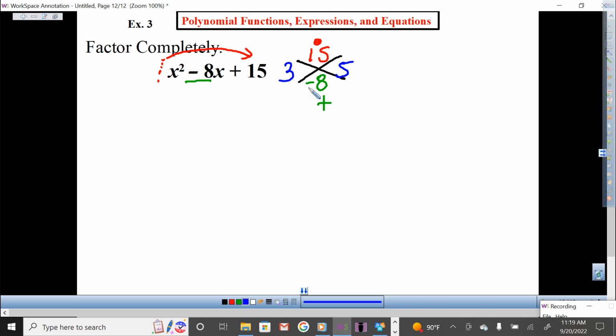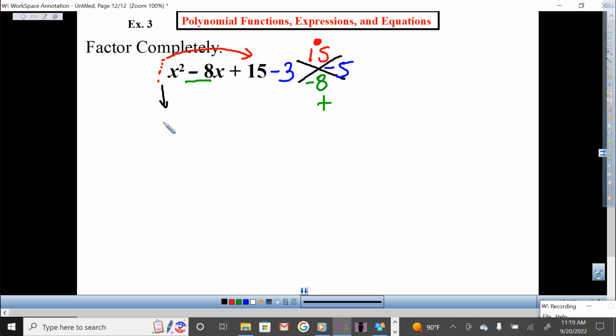But this is a what? That means that both of them need to be what? Negative. Let's see if it works. What is negative 3 times negative 5? 15. What is negative 3 plus negative 5? Negative 8. That is correct. It does work. All right, let's continue.